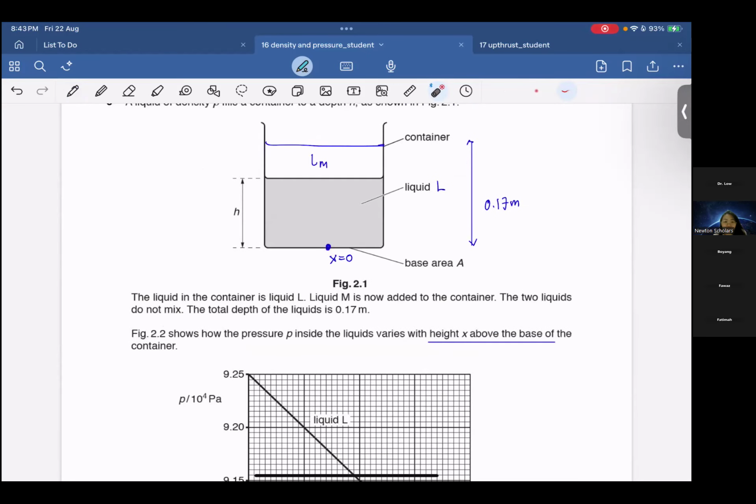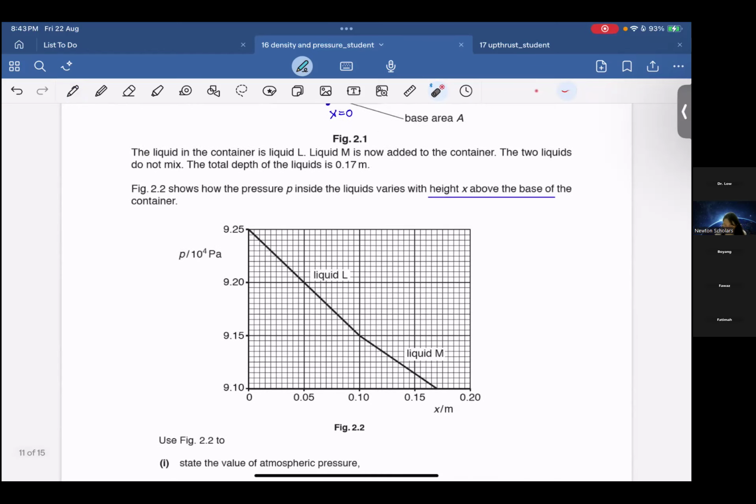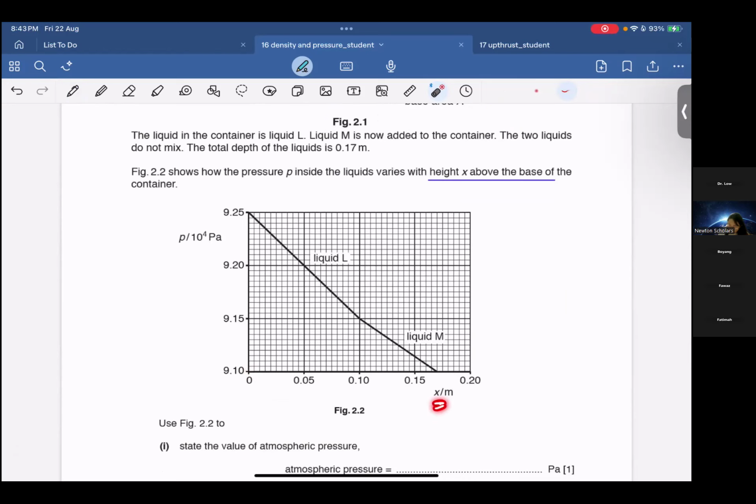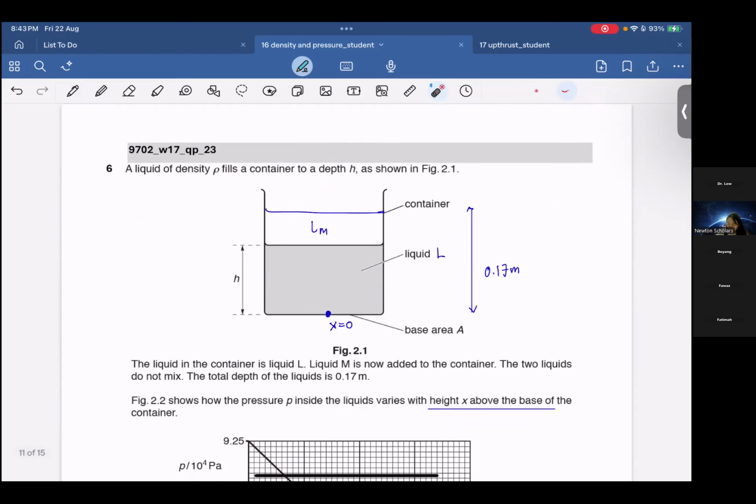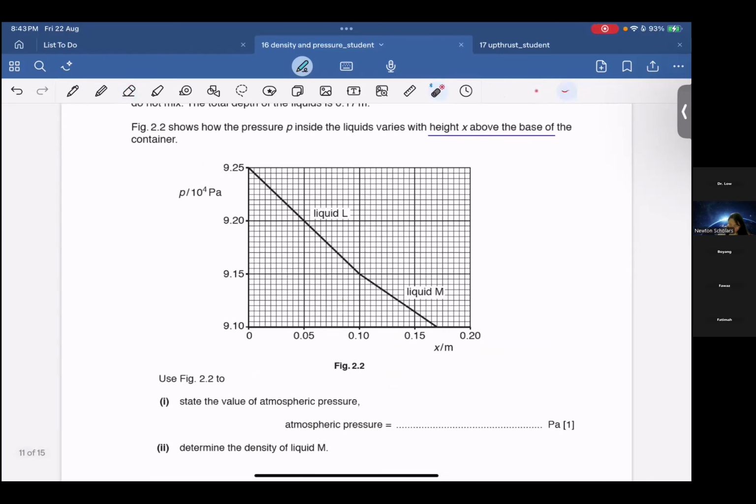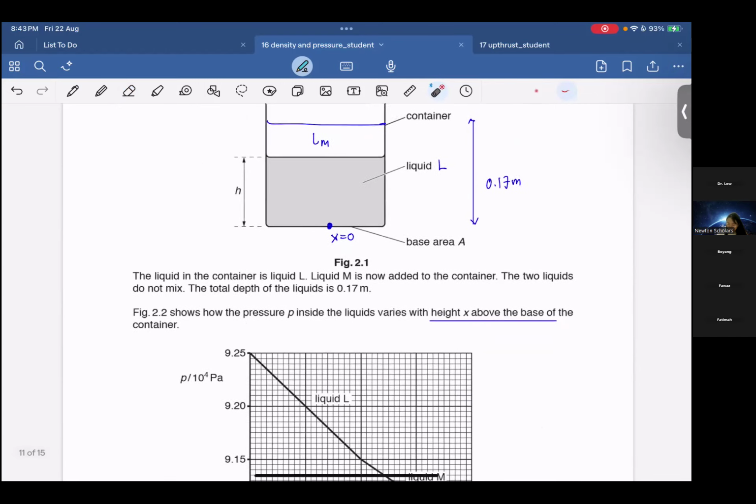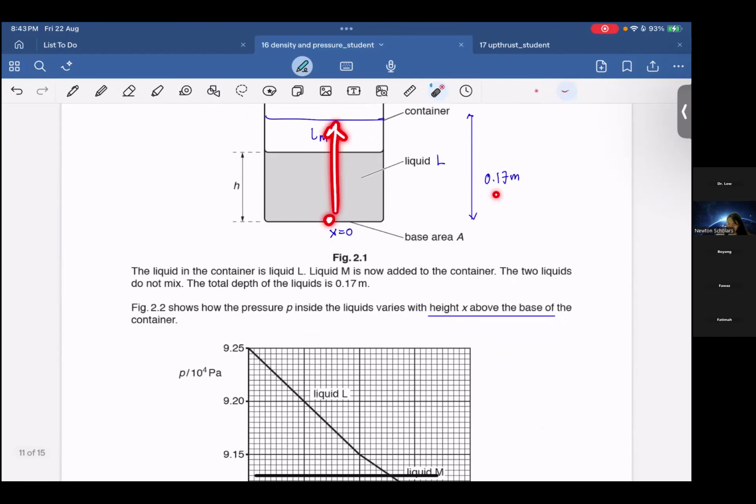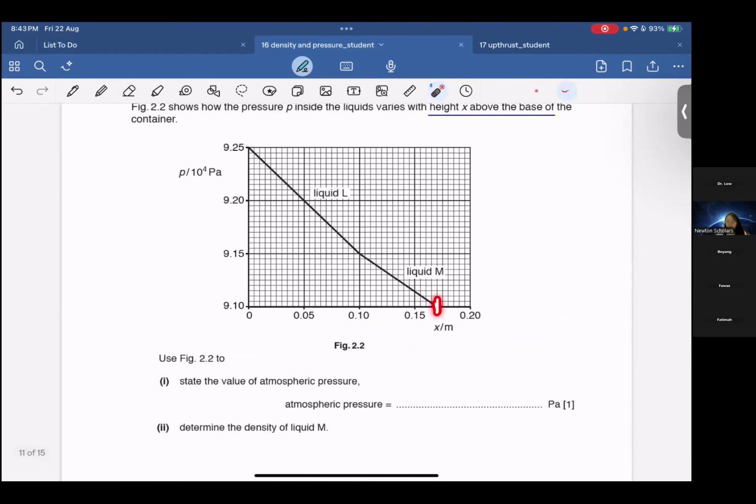So we look at the graph, is it make sense or not? You see the pressure when x equals to 0, the pressure is the highest pressure. So when we look back here, this is atmospheric pressure. This is the pressure due to the liquid M. This is the pressure due to the liquid L. So of course at this point is the highest pressure because all the pressure acting on it. So it makes sense. In measure x equals to 0 at here, actually is at the bottom. They start from here going up until 0.17.